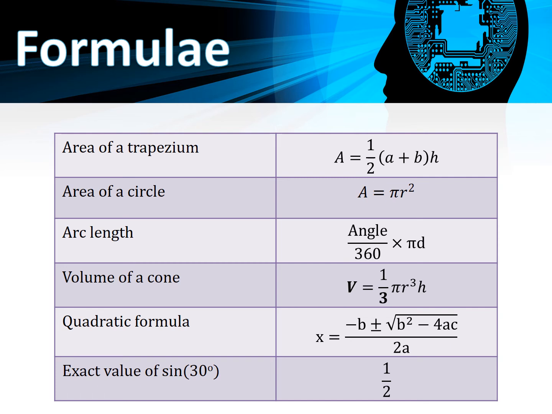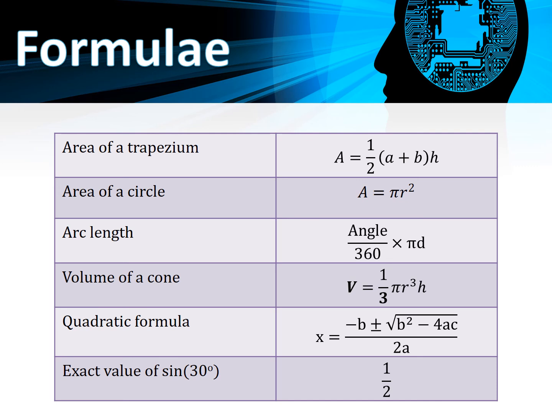So we've got area of a trapezium is a half (a plus b) times the height. So half the sum of the parallel sides times the distance between them. Area of a circle is pi r squared. I kept arc length in, same as last time. That's the angle that you've been given out of 360 multiplied by pi times diameter. So that's your circumference, and this is the part of the circumference you're looking for, the proportion. Volume of a cone is a third pi r squared multiplied by the vertical height, h.